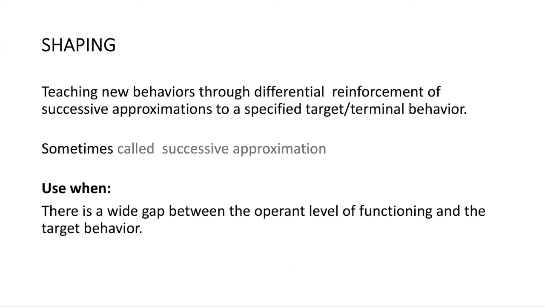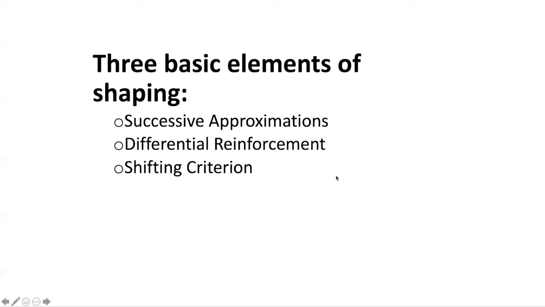We also want to consider shaping. So we're teaching new behaviors through differential reinforcement of successive approximations to a specified target or terminal behavior, sometimes called successive approximations. And we use this when there's a wide gap between the operant level of functioning and the target behavior. So we're going to shape the behavior to the desired outcome, the desired way of displaying the behavior. There are three basic elements of shaping: successive approximations, differential reinforcement, and shifting criterion.